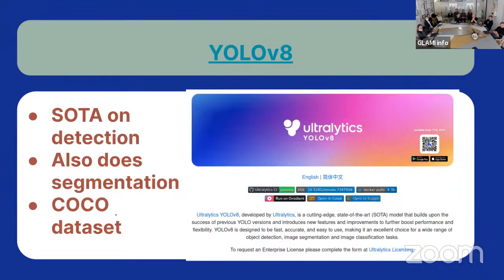One of them is YOLO v8. It was released this January, and it is a state-of-the-art model on detection, but it also does segmentation. So is it better than what we have now?